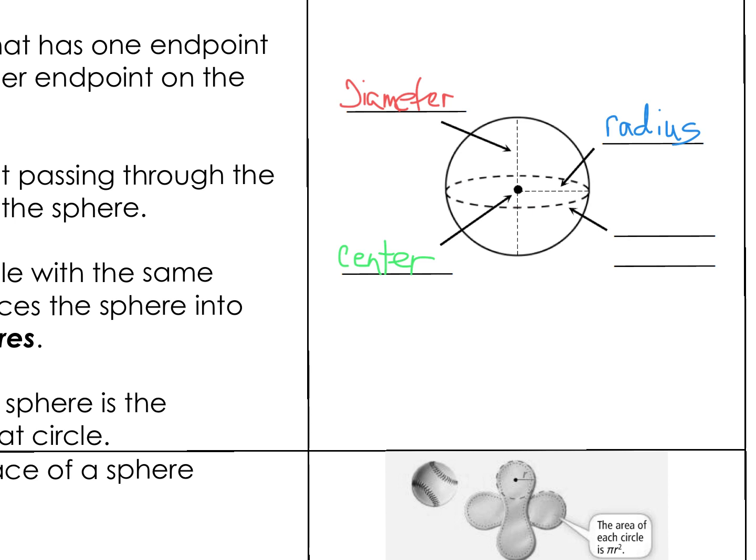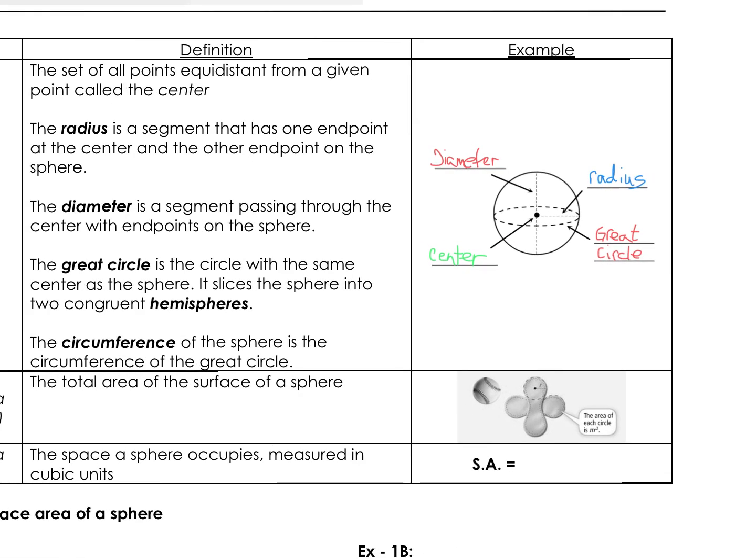So let me change my color. Alrighty, well, we're going to write great circle. All right, so then I'm going to make it smaller again so we can finish talking about this stuff.